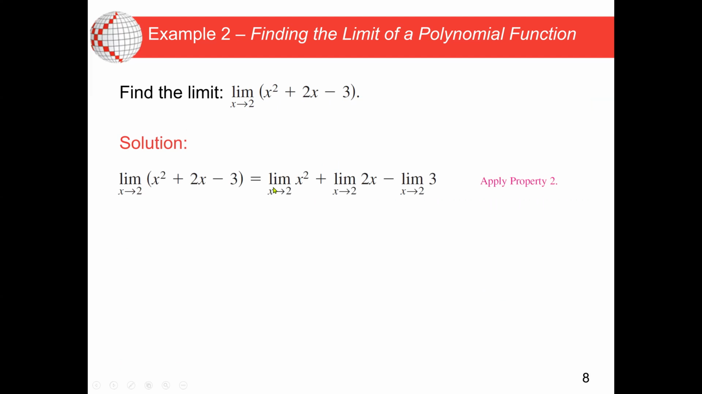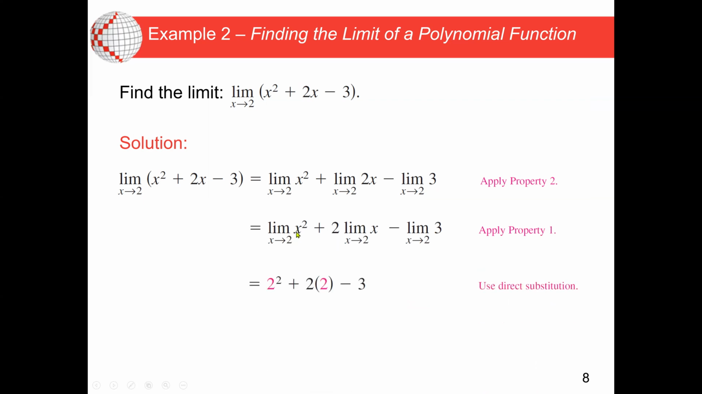So that's what we have here. Limit as x approaches 2 of x squared plus limit as x approaches 2 of 2x minus limit as x approaches 2 of 3. And anywhere we see x, we are going to substitute with 2. And so here we get 2 squared, because x squared will be 2 squared, then 2 times limit as x approaches 2 of x, so it will be 2 times 2. Minus 3, this is a constant value.